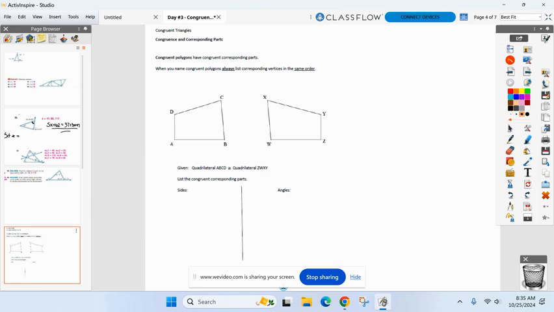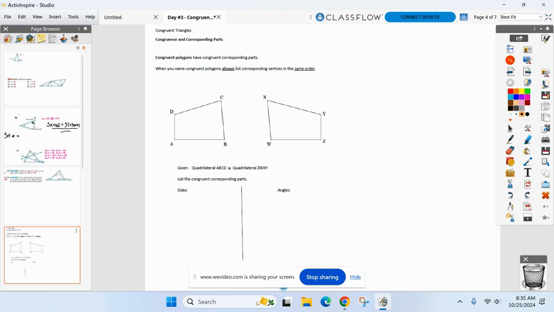What it means is when they're congruent to each other, those sides that are matching up are congruent, and those angles that are matching up are congruent. That's what that means when two figures are congruent. If I put them right on top of each other, all the angles that match up and all the sides that match up are congruent to each other.